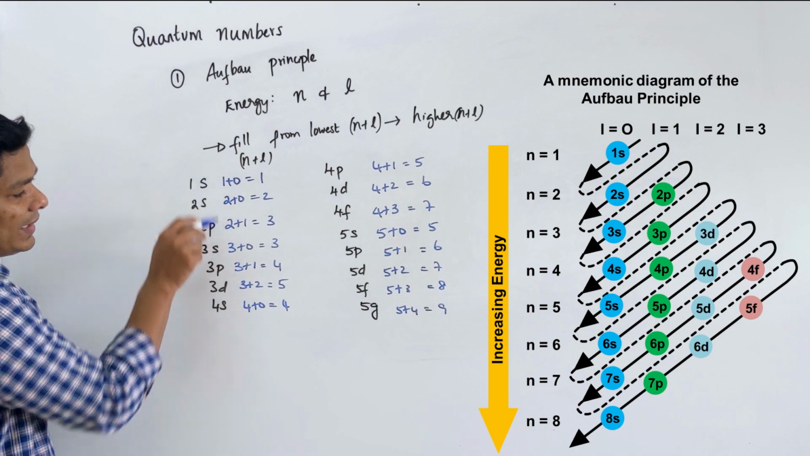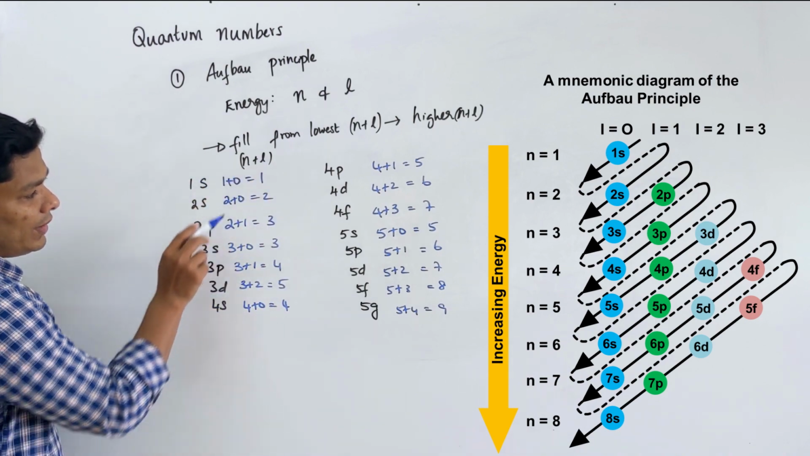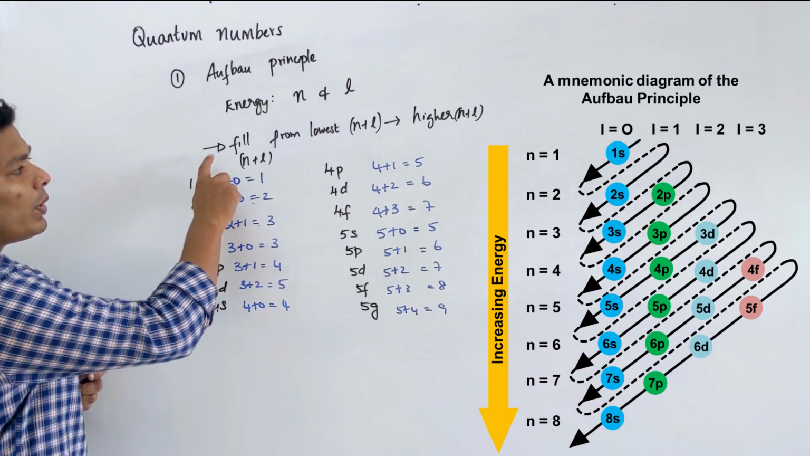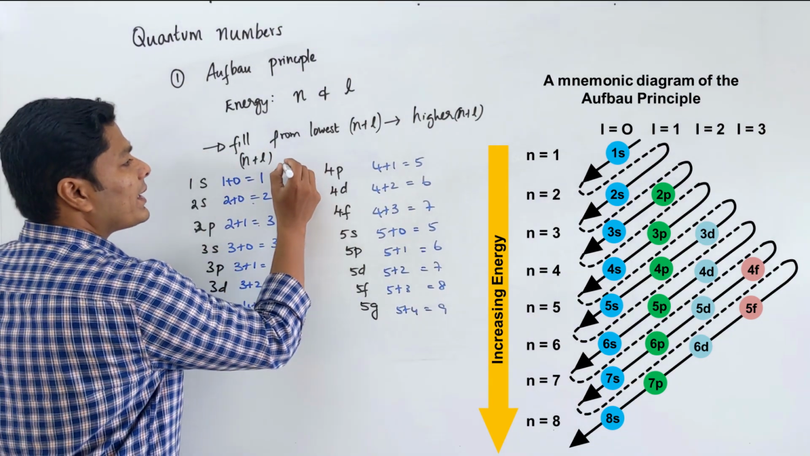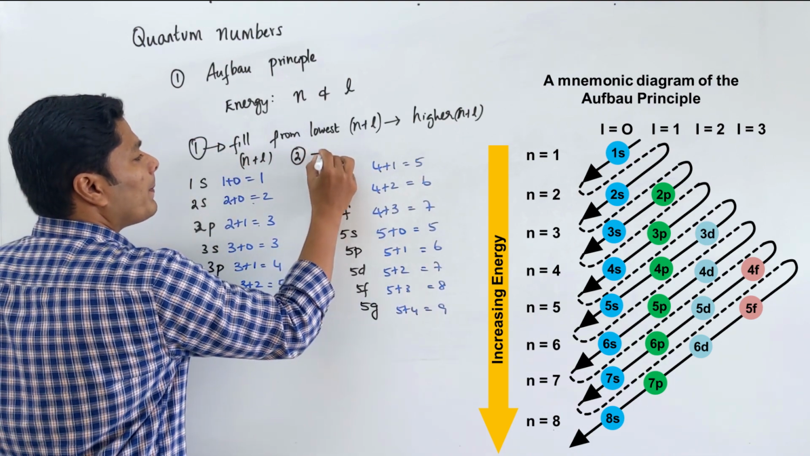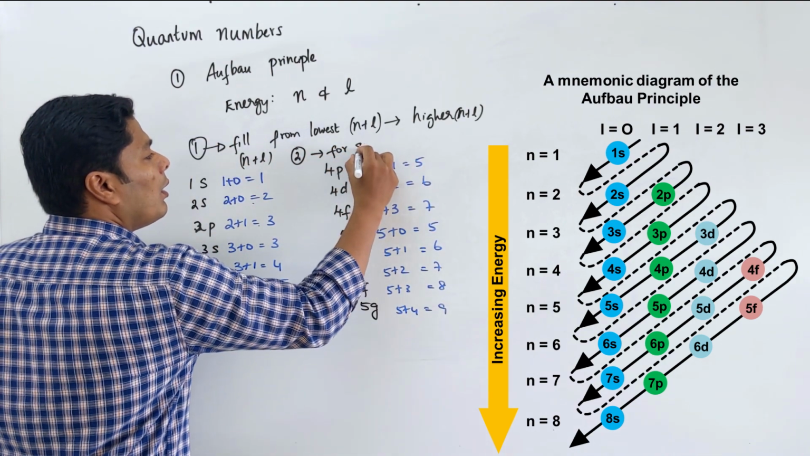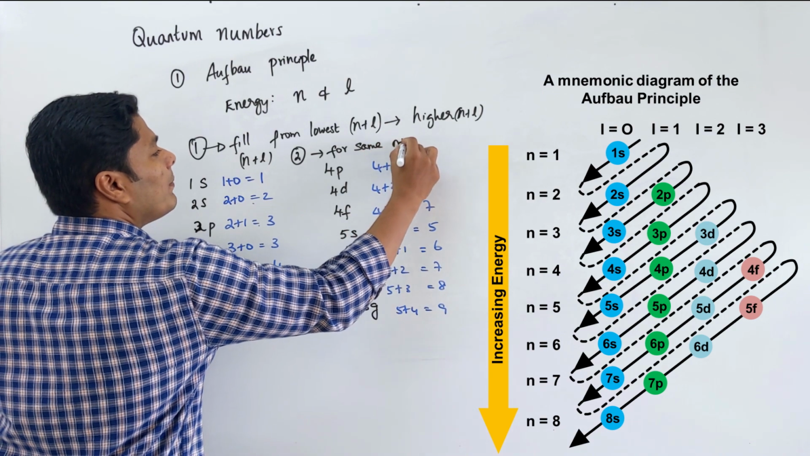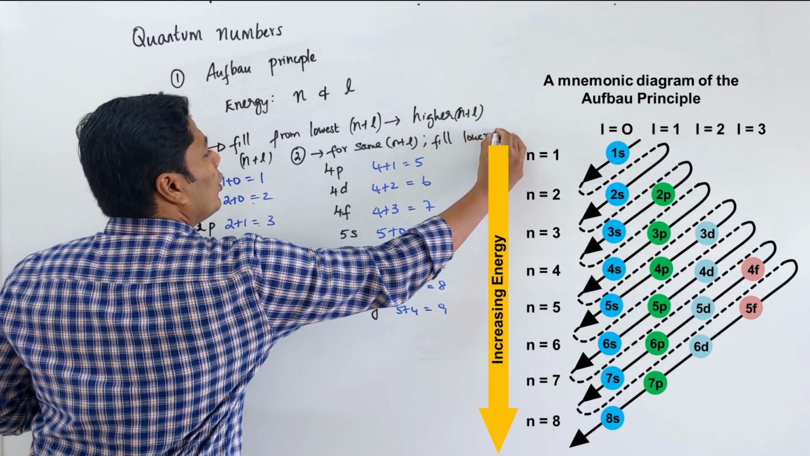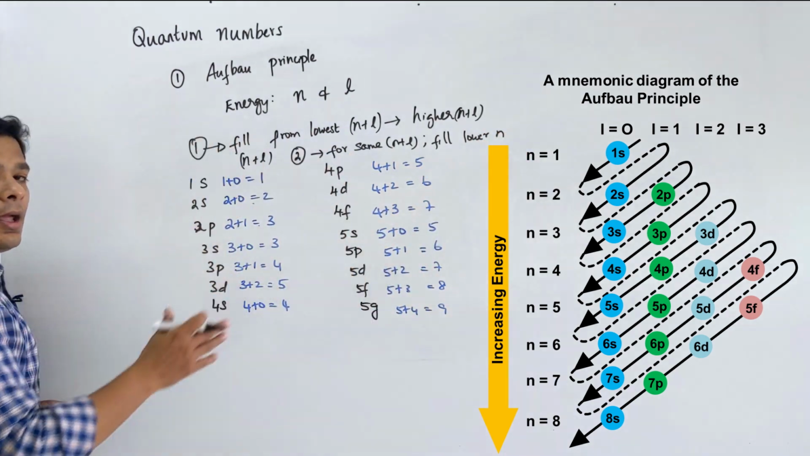So are they in increasing order? Not really. 1, 2, 3, okay. Now how do you want to fill it? There is a second rule. Rule number 1, rule number 2: for the same n plus L, fill the lower n first. All orbitals follow these two rules.